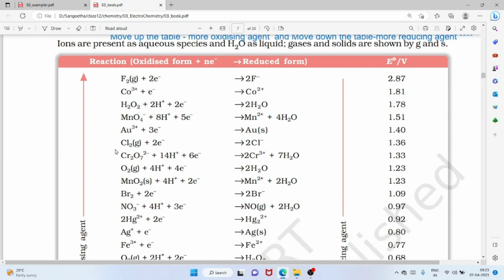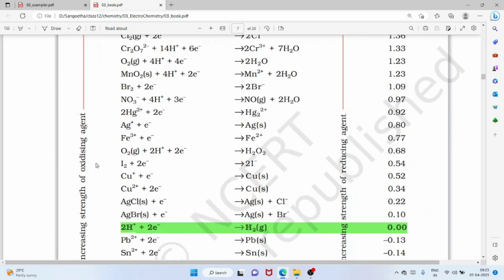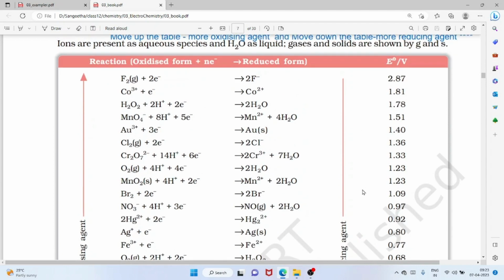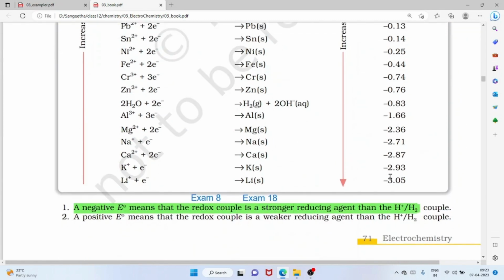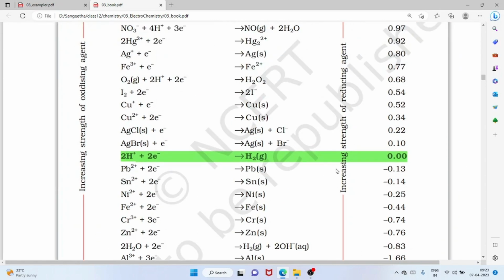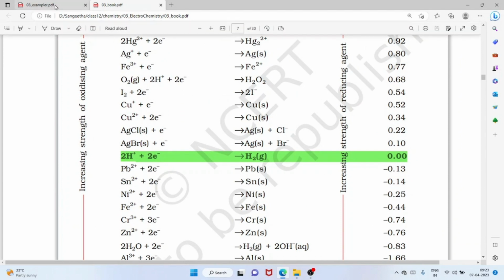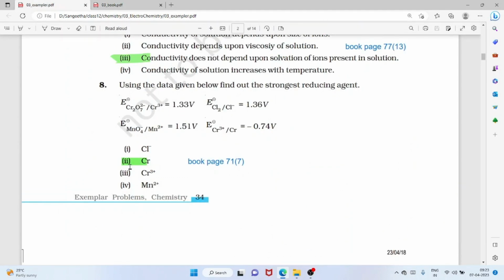See in this table, if we go up, this is the strong oxidizing agent, whereas if we go down, this is the reducing agent. So going up means a higher value, a strong oxidizing agent, and a lower value, a reducing agent. Hydrogen is the reference voltage here. So this is the stronger reducing agent.